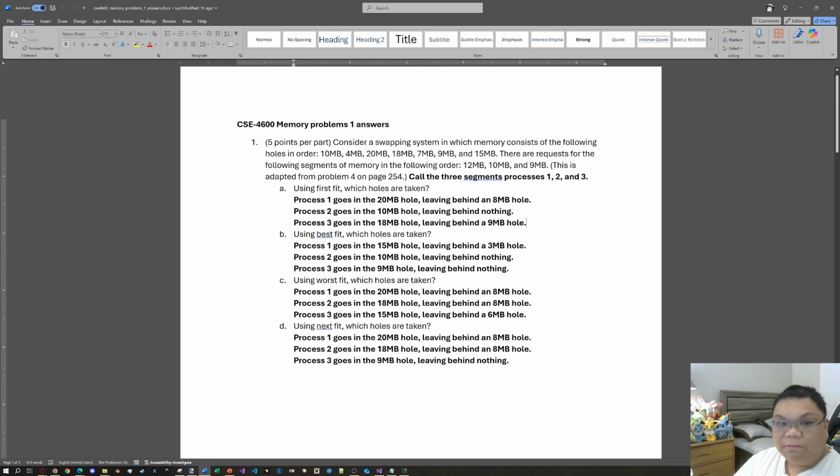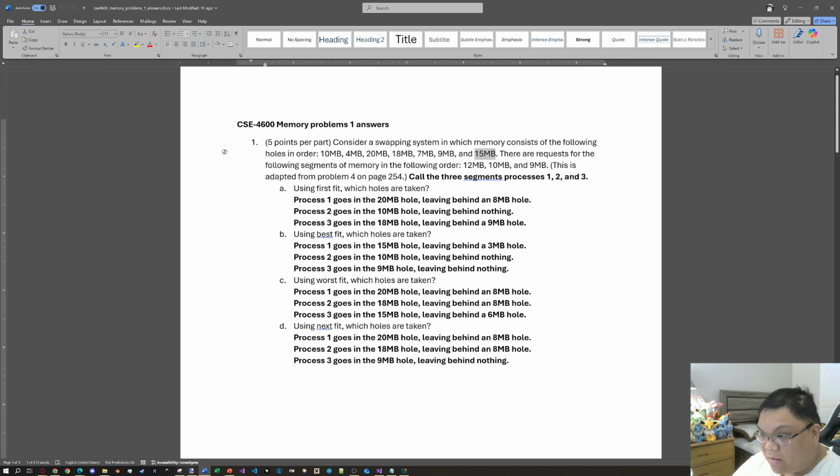Best fit is to find the hole that is just large enough to fit a process. So process 1, that's 12 megabytes, goes in the 15 megabyte hole because that is the hole that is just large enough. There weren't any holes that were 12 megabytes, so we went with the next best thing, which is the 15 megabyte hole. Process 2 was 10 megabytes. It goes in the 10 megabyte hole, because that's the exact size that we needed. Process 3 goes in the 9 megabyte hole, because, again, perfectly sized.